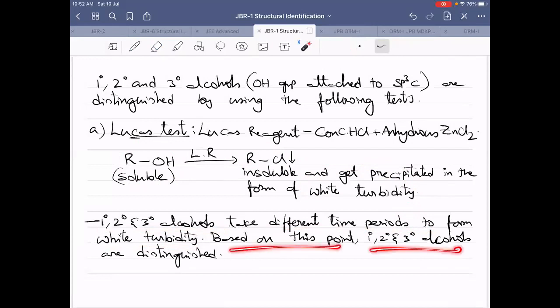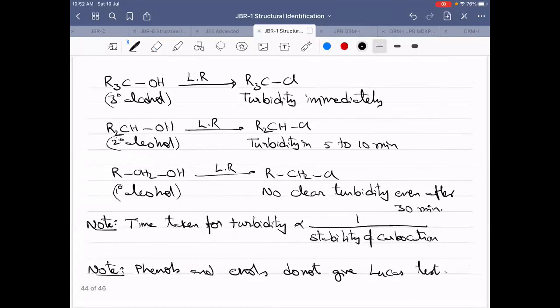Based on the time taken, they are distinguished into primary, secondary, and tertiary alcohols. Primary, secondary, and tertiary alcohols are distinguished this way, and how they are distinguished I will also explain.